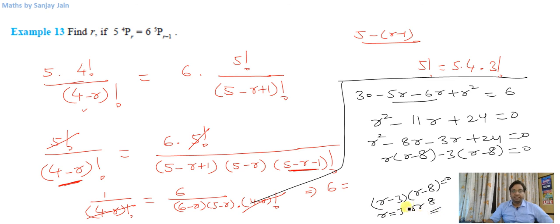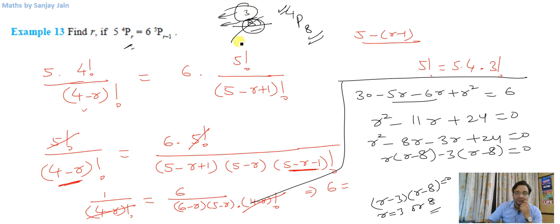Let us check with the question whether r equal to 3 is acceptable or not, r equal to 8 is acceptable or not, because we always have to come back to the question and see whether it is possible or not. So r can be taken as 3, but can r be taken as 8? If I take r as 8, what will be this expression? 4P8, 8 things taken out of 4 things. Is it possible? So 8 is not acceptable, 3 is acceptable. So r is equal to 3 is the acceptable answer.